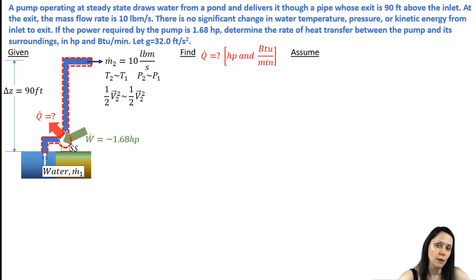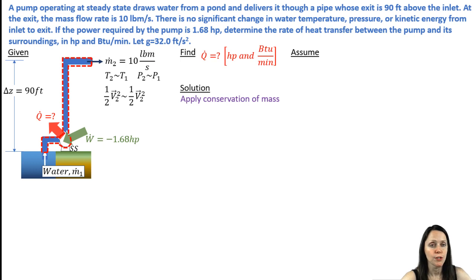First thing I'm going to do is draw my imaginary boundary around my system. So you'll see it encompasses not only just the pump, but also the piping from between that delta Z.